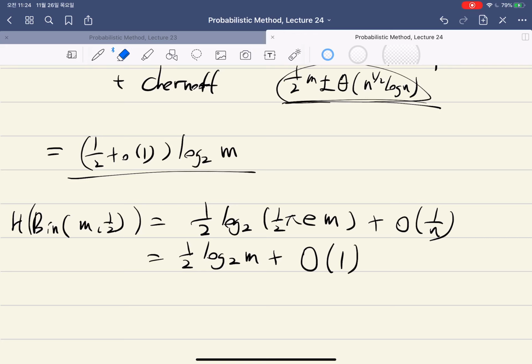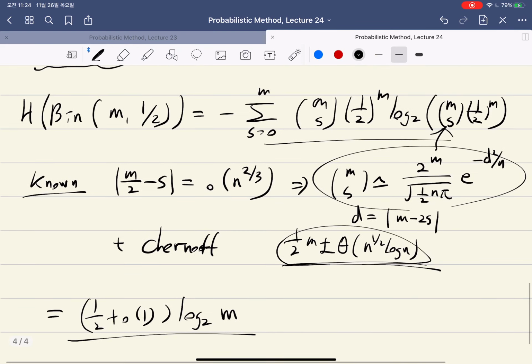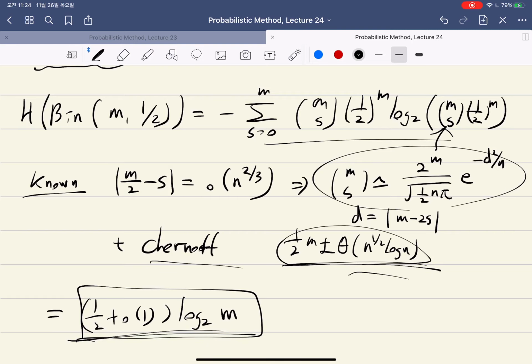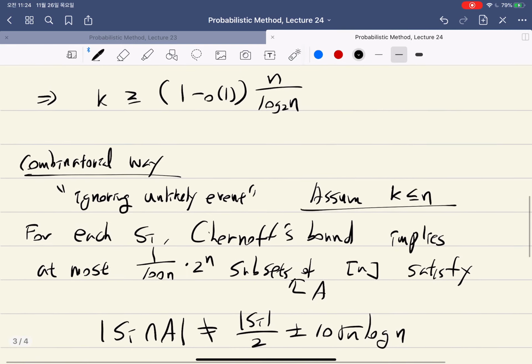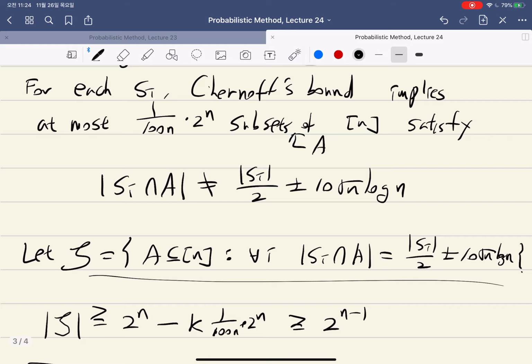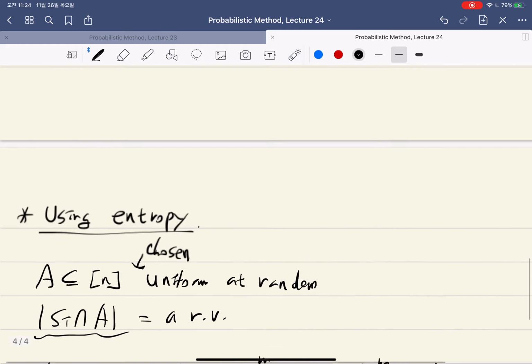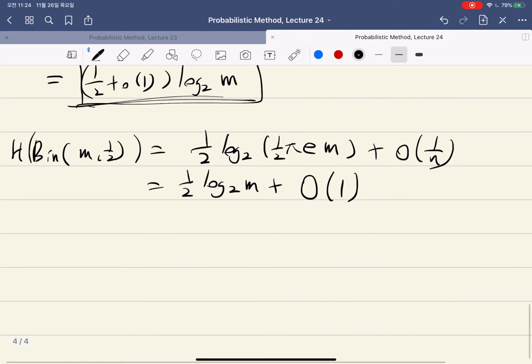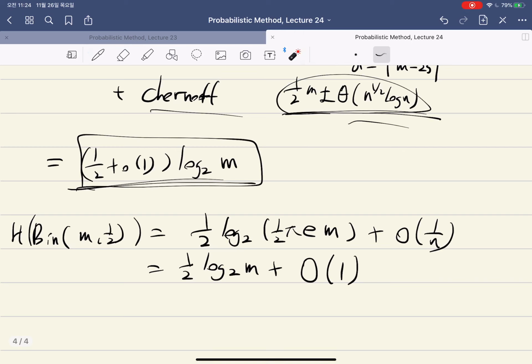So actually we can show that this requires some computation. It's easy to see that this holds, with a proof essentially similar to this one, ignoring the unlikely event case. But if you do a better computation, you can make sure that you don't lose anything.